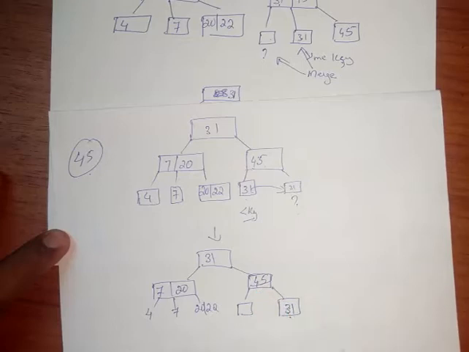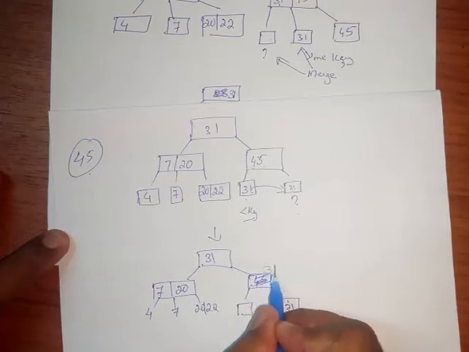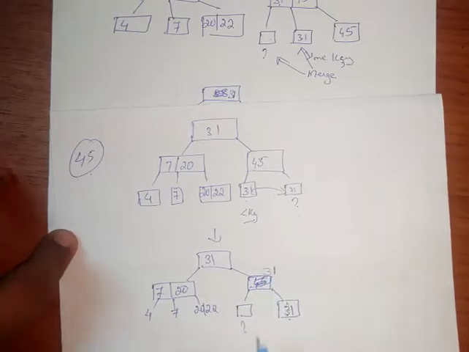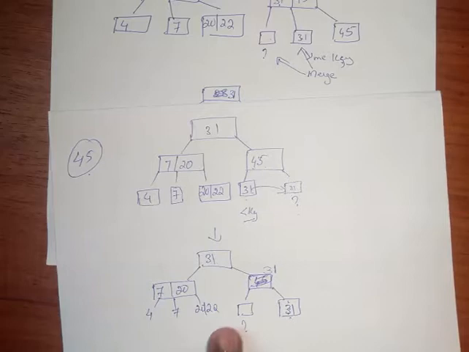The value of the parent should always be the minimum value of the right subtree. So 45 is removed, and the minimum value in the right subtree is 31. We deleted 45, and now we place 31 as the parent node. We know that the parent value will always be the minimum value of the right subtree. So we moved 31 to the right, and now it becomes the minimum value in the right subtree. So we place 31 instead of 45.